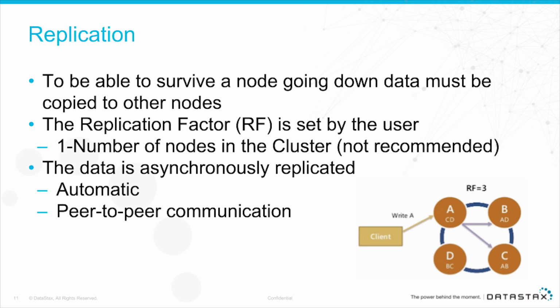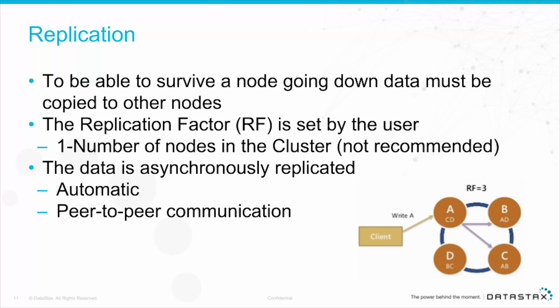All right, so replication. Here we are. We're talking about the data and where it resides. So to be able to survive a node going down, data must be copied to other nodes. We're all big data people. You're all familiar with HDFS. You're all familiar with these types of things. So replication factor is something you're very used to. But this is something that's set by the user. So in Cassandra, you can set this anywhere from just 1, I just have 1 replica of my data, up to the number of nodes that you have in your cluster, which is not actually recommended, but you could do it if you want to. Normally, the recommendation around replication is 3.